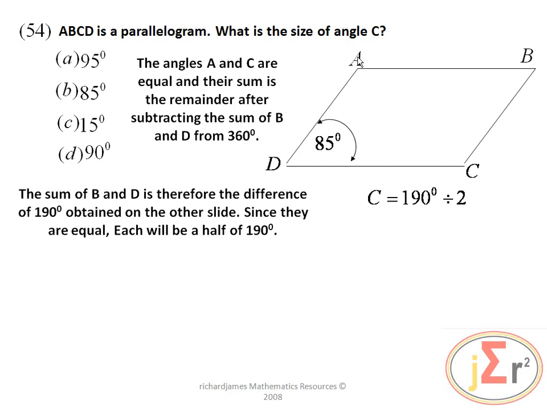These two angles are equal. So in order to find the size of this one, we divide 190 degrees by 2. The answer will be the size of this one, and it will also be the size of this one. But we want to know the size of the angle C. So C is equal to 95 degrees. The correct answer is option A.